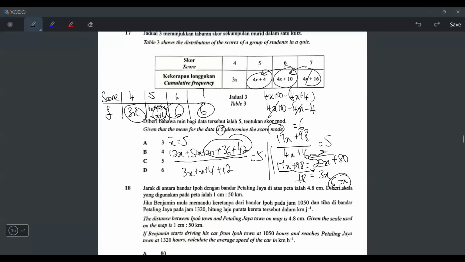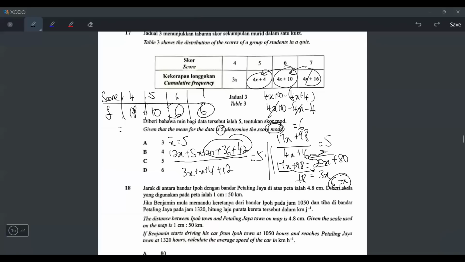But the answer is not 6. They never asked for x, they asked for the mode. Even though x is 6, 6 is not the answer yet. I have to go back to this table and change this value. So 3x, but now you know x is 6, so 3 times 6 is 18. And what about x plus 4? x is 6, so 6 plus 4 is 10. So now the frequency here is 10, and the frequency here is 18.